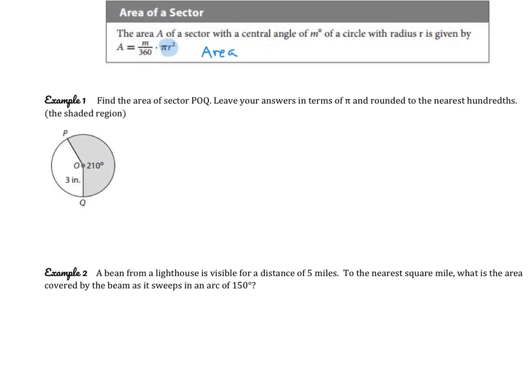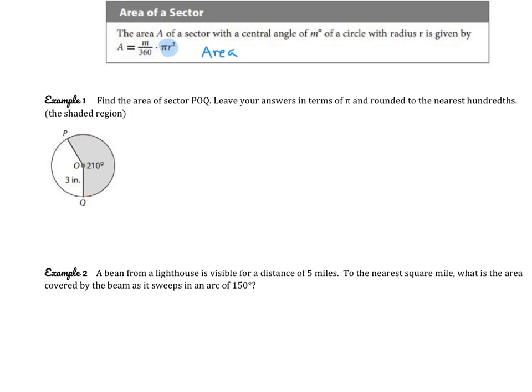Okay, let's look at example 1. Here we're asked to find the area of sector POQ, and we're going to use the shaded region of POQ. Leave your answer in terms of pi, and then we're going to do another answer that's rounded to the nearest hundredths. So again, we're using the shaded region.